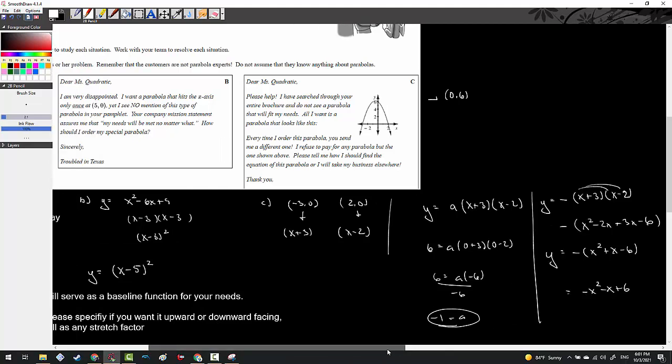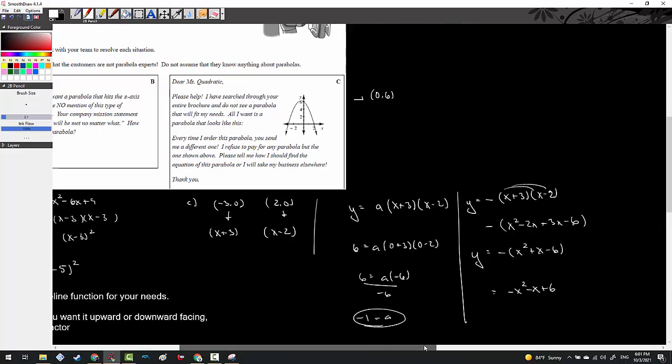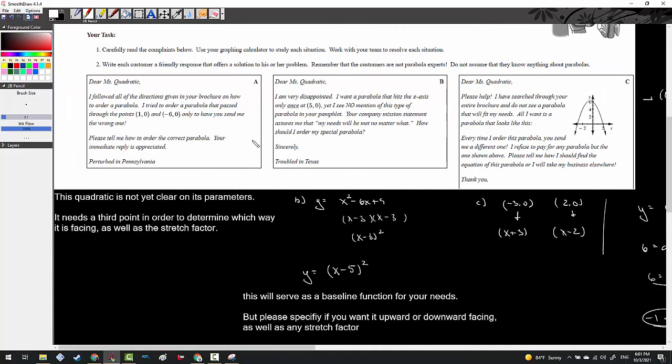I think the C person kind of knows what they want, but they'll have to, Pennsylvania and Texas, they'll have to tell me what they want more specifically in order to get the parabola that they want. All right, I'll be back with the next problem.